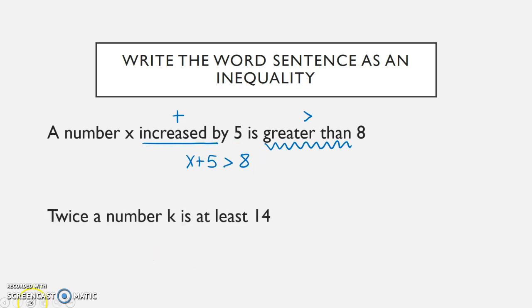Our second one says twice a number k is at least 14. We have this word twice. That means we're multiplying, but we're not just multiplying, we're multiplying by 2. We're going to take a value and have twice that value, we're multiplying it by 2. We're doubling it. And then "at least" is saying 14 is the minimum, so it's greater than or equal to. So twice the number k is 2 multiplied by k is at least, so greater than or equal to 14.